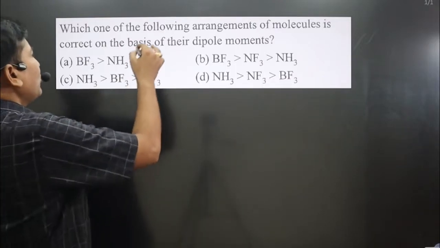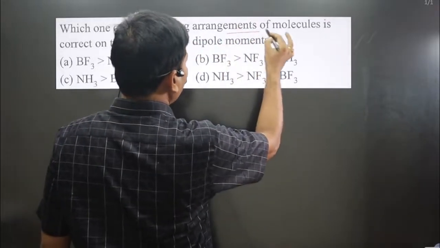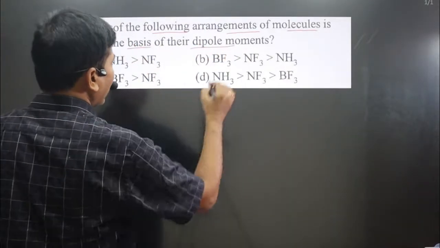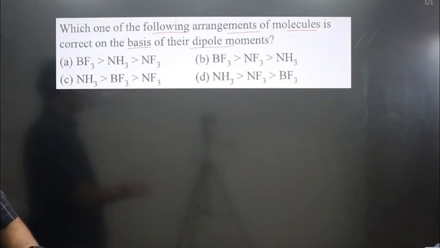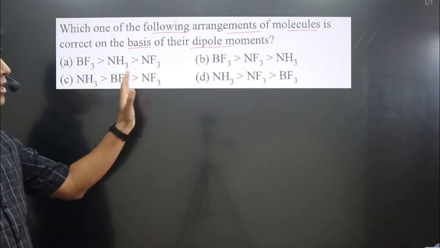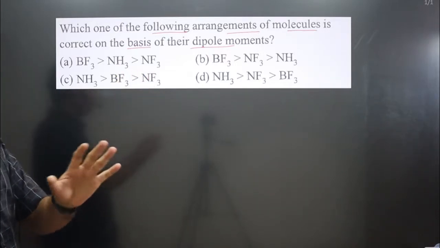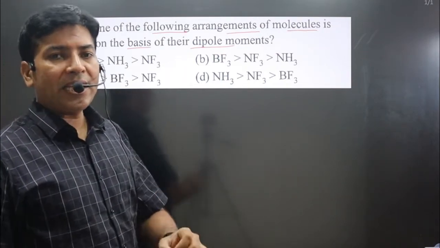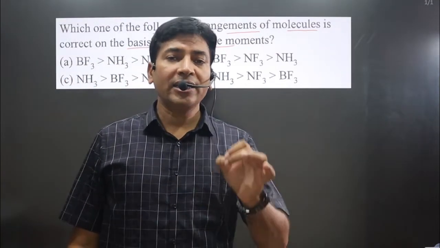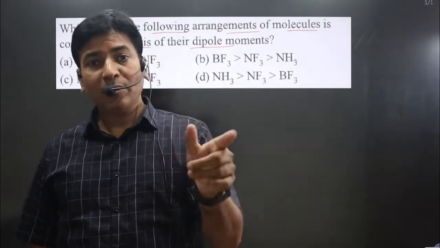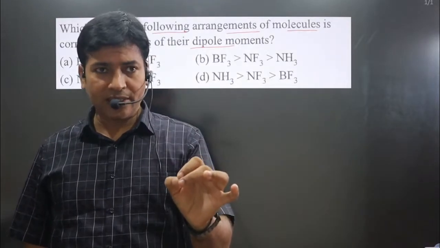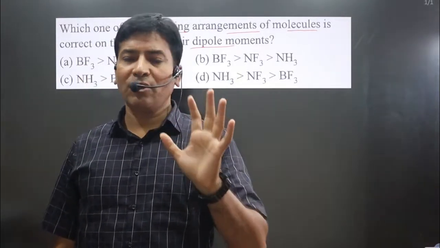The question says: which one of the following arrangements of molecules is correct on the basis of their dipole moment? You can see in the options, 3 molecules are given in random order, and we have to determine their dipole moment. Always keep in mind, a molecule in which the central element has regular geometry determined by hybridization, if the regular geometry is there, its dipole moment will always be 0.